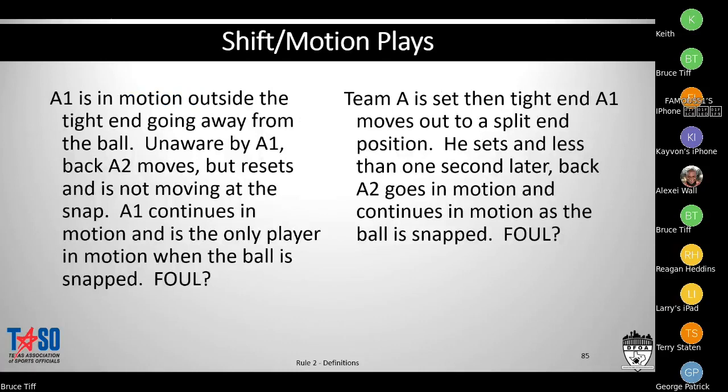A1 is in motion outside the tight end, going away from the ball, unaware by A1. Back A2 moves, but resets and is not moving at the snap. A1 continues in motion and is the only player in motion when the ball is snapped. Is that a foul? Yes or no?